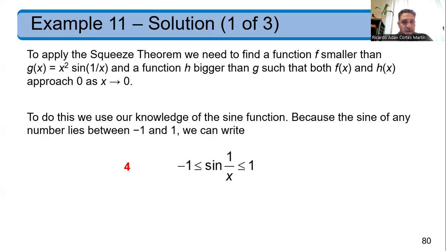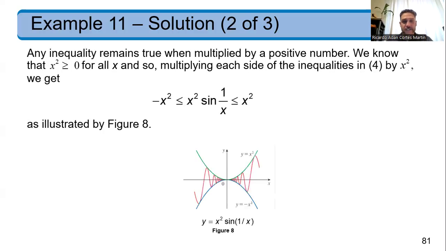Okay, so we are going to use that to find the functions that we want to use to squeeze this. Okay. So now, if we have something that is between -1 and 1 multiplied by x squared, what are the upper and lower bounds of this? So they are going to be x squared times 1 and x squared times -1, okay?